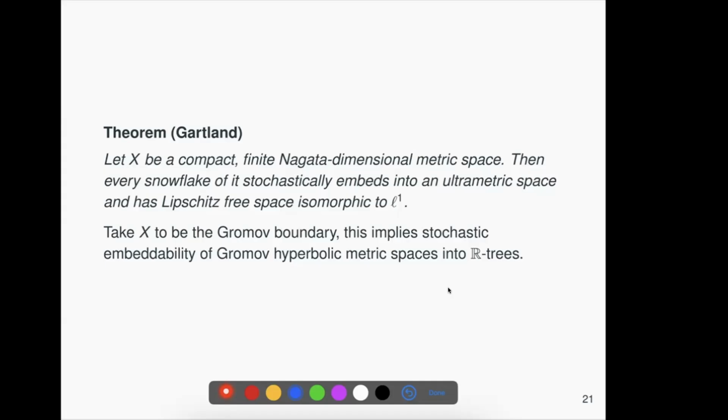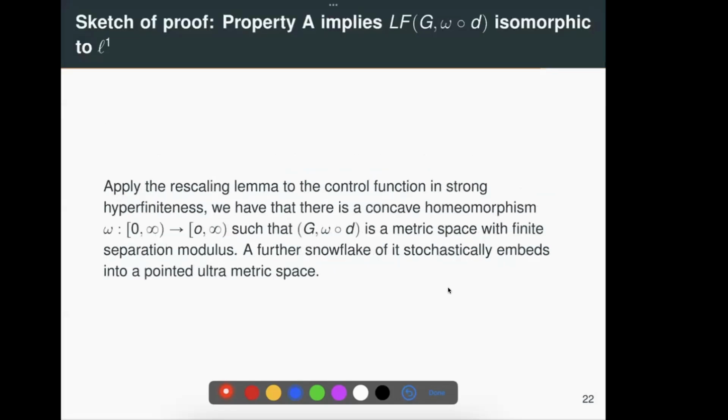And so the same kind of proof scheme can be carried over to the property A case with this scaling trick, essentially. So that's the sketch of the proof. We assume strong hyperfiniteness, so you have this distribution on K separators so that the chance you fall on the separator is controlled. Then using this rescaling trick again, we can show that if you rescale the metric, you get this G equipped with omega composed with D that admits a finite separation modulus. And then with Bartel's lemma, you can weakly stochastically embed it into an ultrametric space and then apply Gartland's results. We get that this Lipschitz free space is isomorphic to L1. So this is a generalization of what happens in the hyperbolic case.